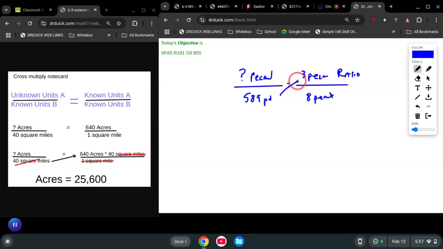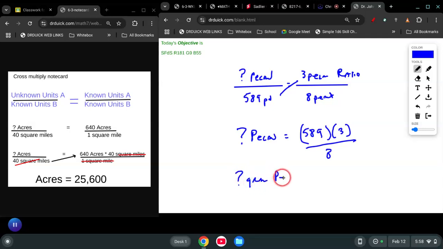Okay, now when this goes up, you just leave it. This guy stays by himself, right? You have moved this up. We've been doing these equations like this, especially with fractions. So it's 589 times 3 divided by 8 will give me my grams of pecans, right? And that is going to be equal to 219 grams.